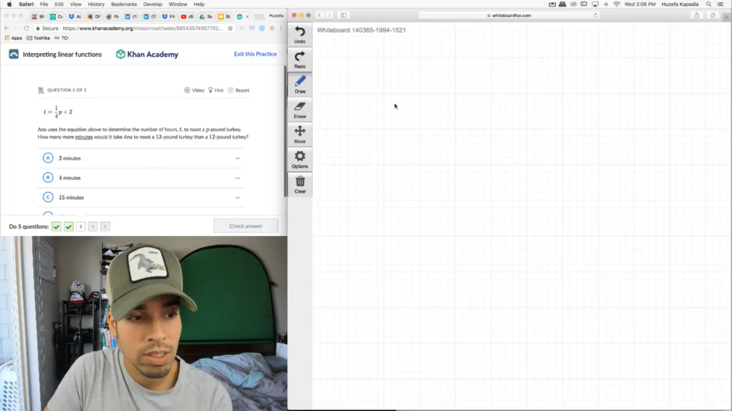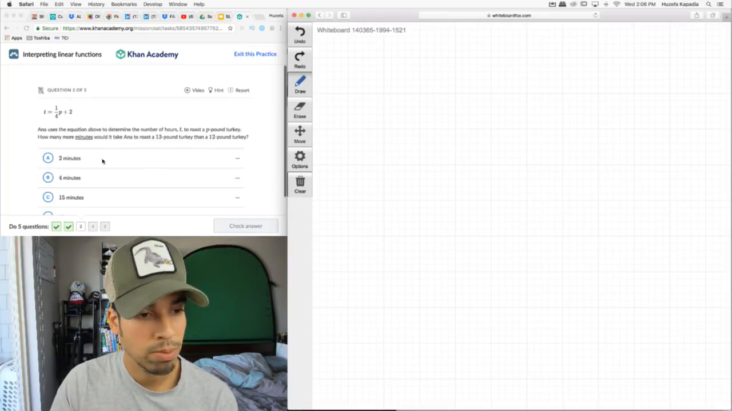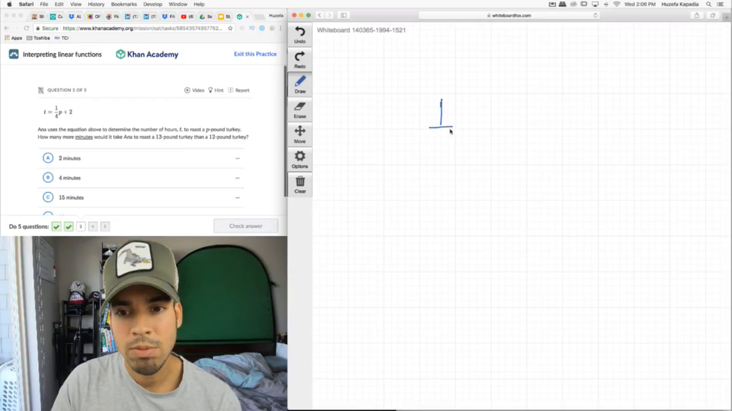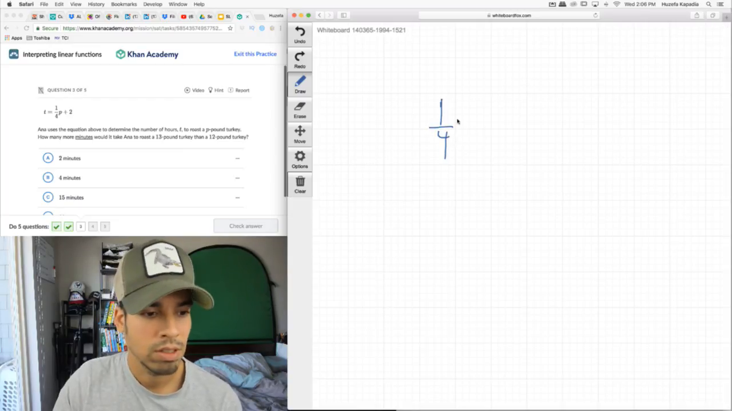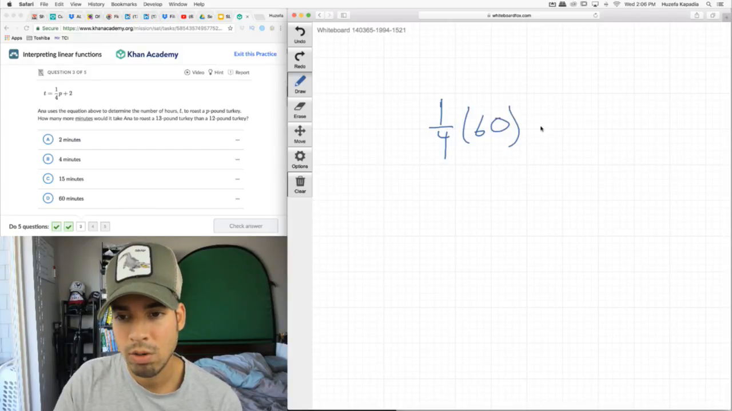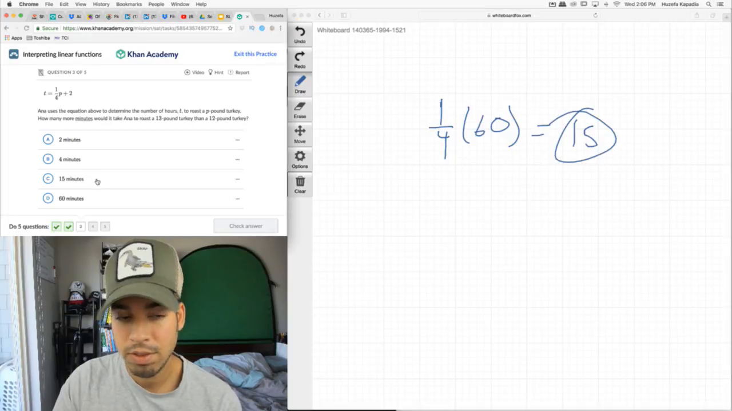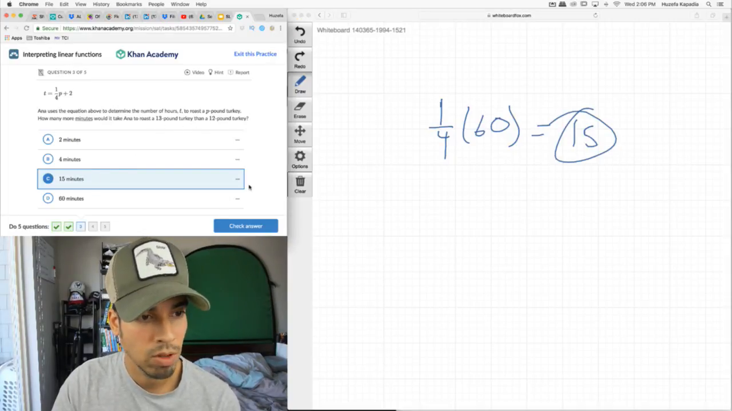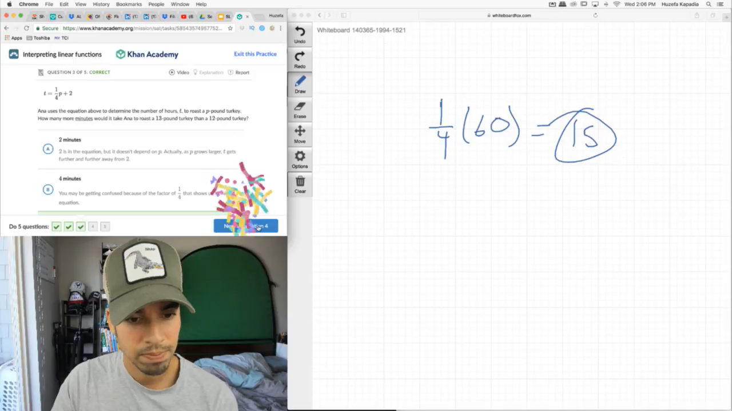The fastest way is you can see that for every pound this goes up, look at this slope, it goes up by 1/4 of an hour. So it's going to be a 1/4 of an hour difference. They don't even have 1/4 of an hour as an answer, which is nice. But what is 1/4 of an hour? Well, in minutes, it's 1/4 times 60, which is 15. So it takes 15 minutes longer to do 13 pounds versus 12.